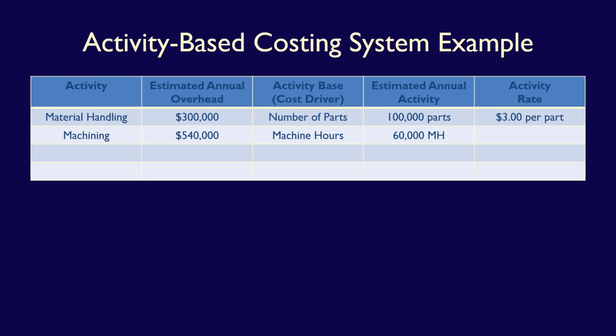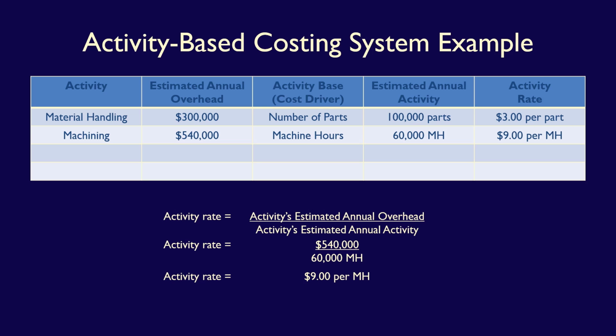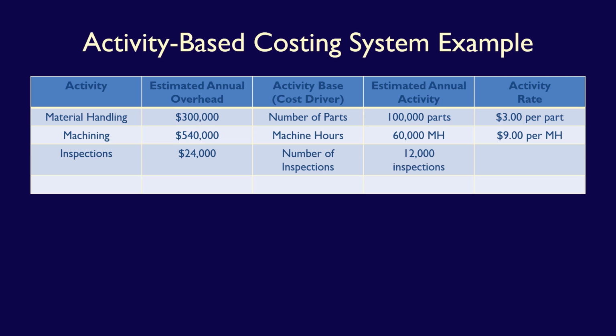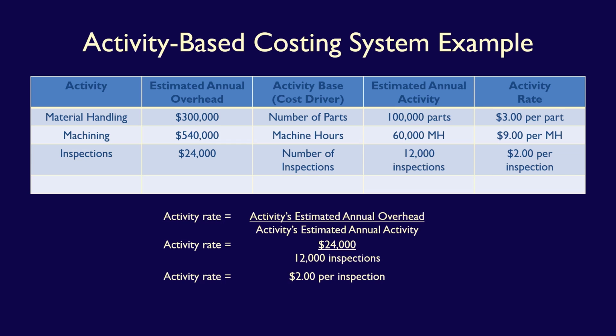For machining, the estimated annual overhead is $540,000. The activity base is machine hours, and the estimated annual activity is 60,000 machine hours, denoted as MH. Using the same process, $540,000 divided by 60,000 machine hours is equal to $9 per machine hour, which is the activity rate for machining. For inspections, the estimated annual overhead cost is $24,000, the activity base is number of inspections, and the estimated annual activity is 12,000 inspections.